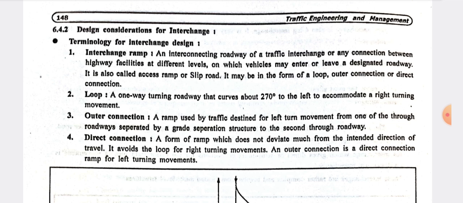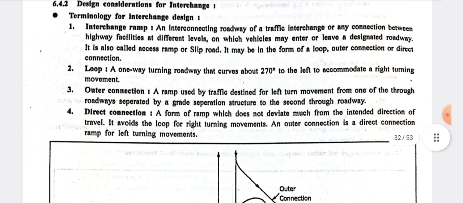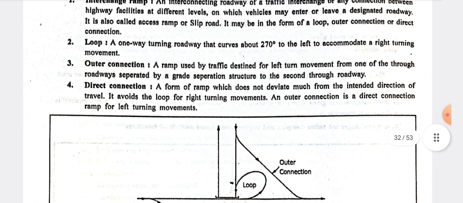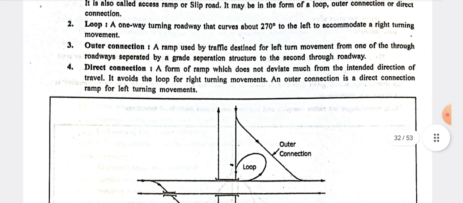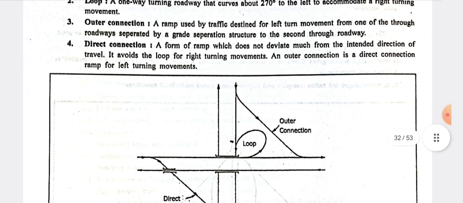An interchange ramp is an interconnecting road of a traffic interchange, or any connection between highway facilities at a different level, on which vehicles may enter or leave the design roadway. It is also called an access ramp or a slip roadway, and it may be in the form of a loop, outer connection or direct connection. Second is a loop. A loop is a one-way turning roadway curving about 270 degrees to accommodate right turning movement. Third one is an outer connection.